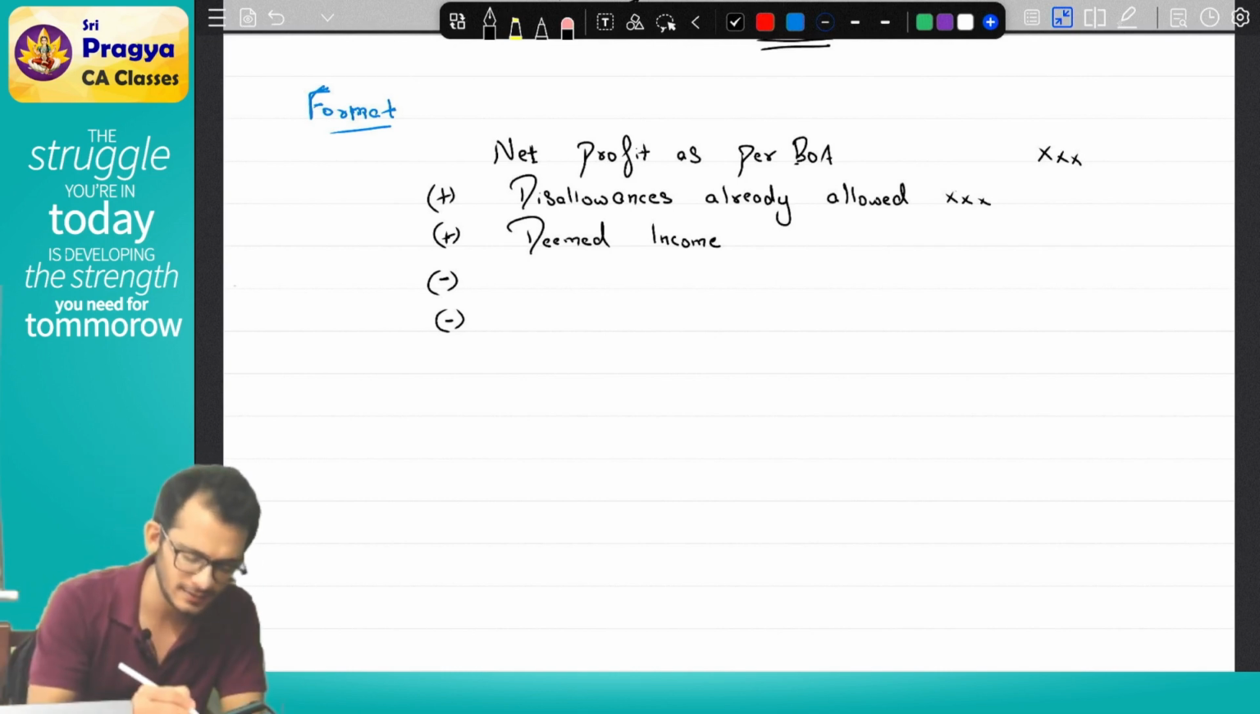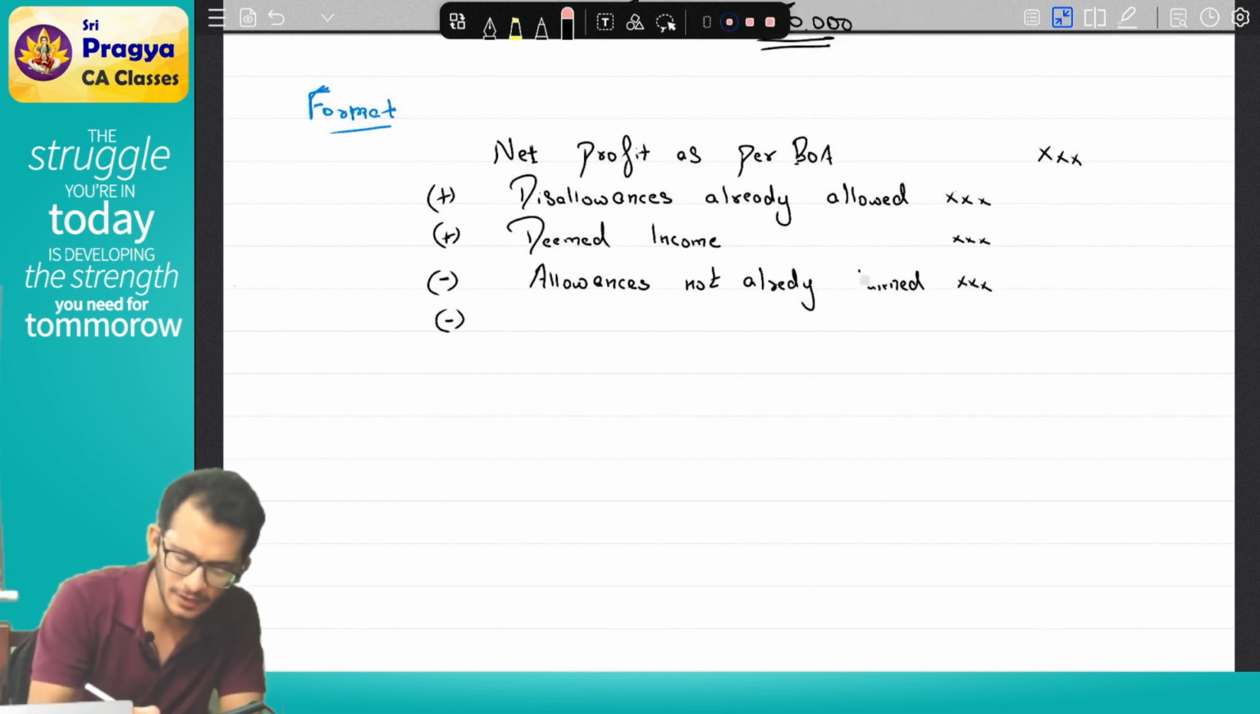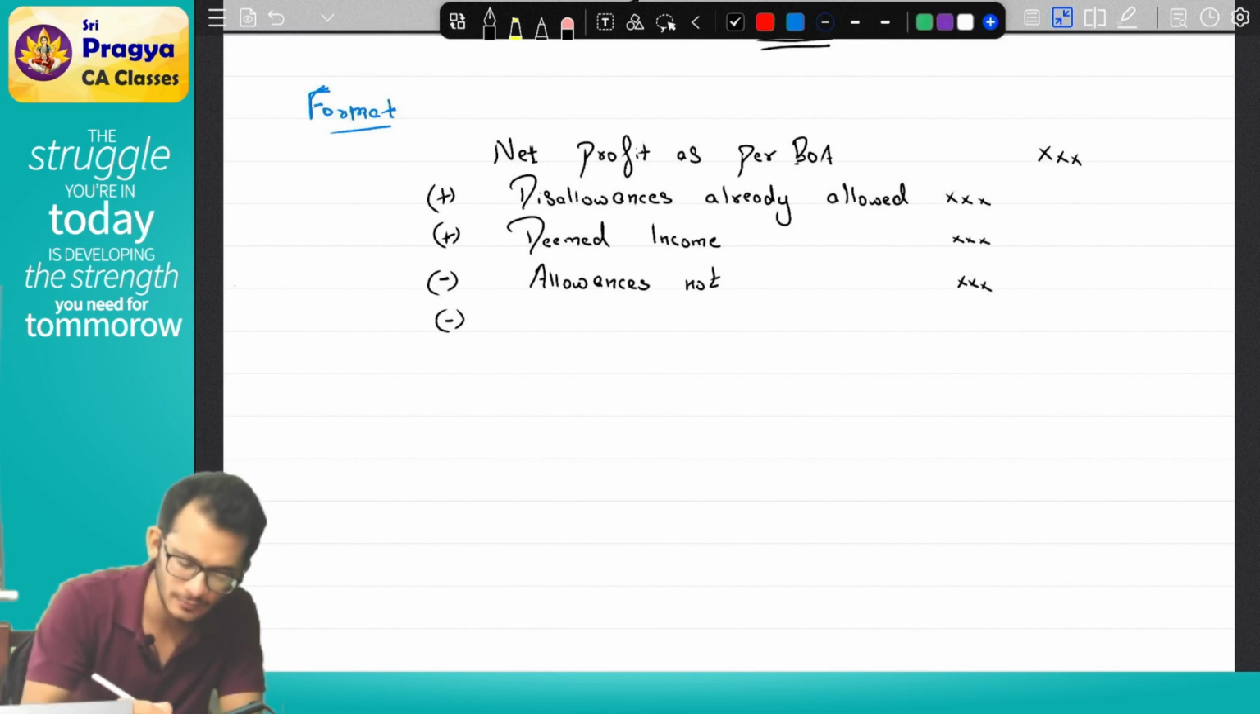Next is less: any kind of allowances not already claimed. In your net profit you don't have certain items, but you are eligible for those items. You can go ahead and claim those items also. This is your allowance.